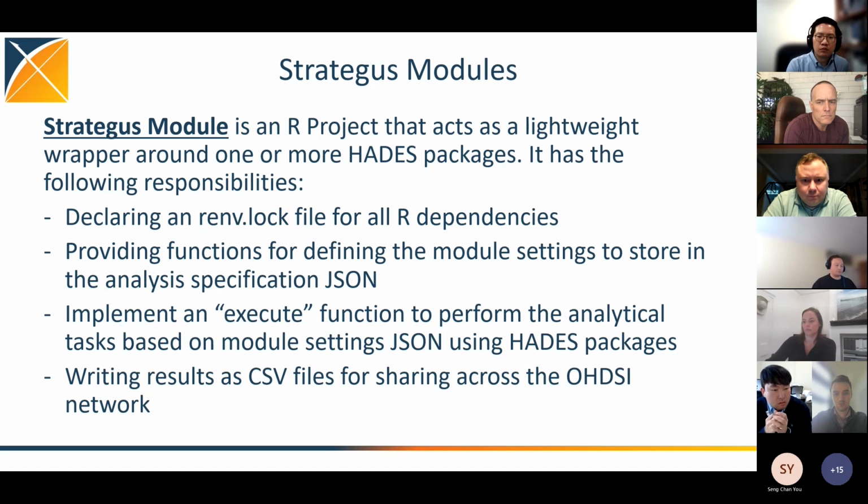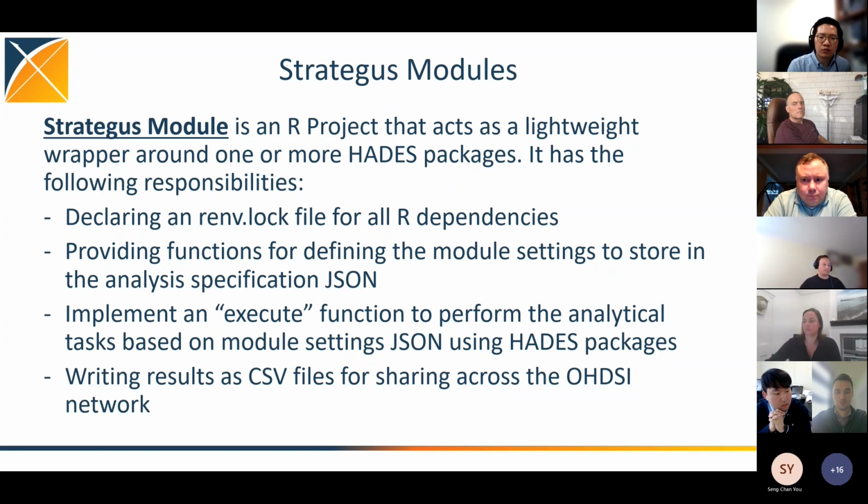The module itself also provides functions for defining the module settings that go into the analysis specification JSON. So last week when Patrick took you through the analysis design, part of the code that he ran made use of the Strategus modules to create the JSON specification sections for each one of the analytic tasks we want to perform. The module itself also implements an execute function, and the execute function simply takes the JSON specification and then has code that effectively calls all of the Hades packages to produce the output.